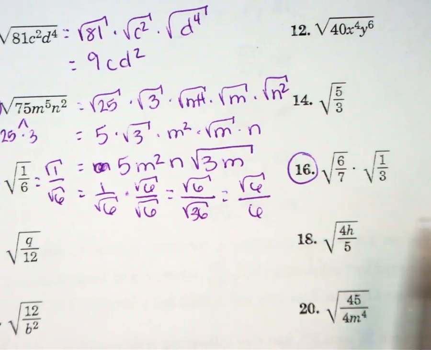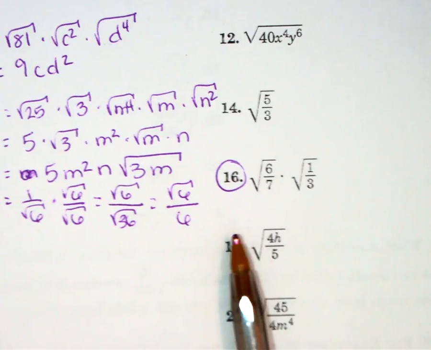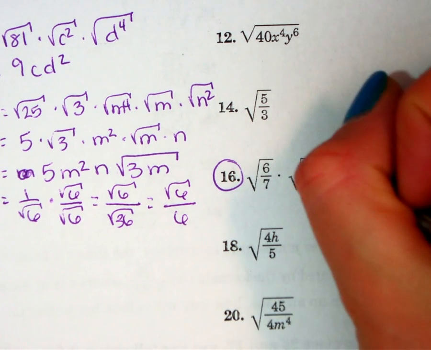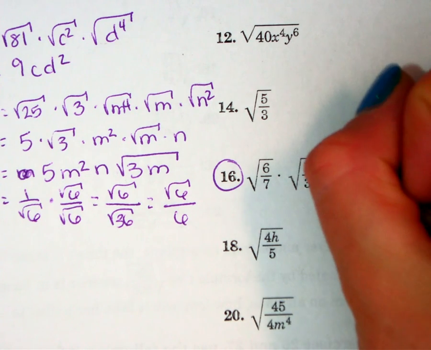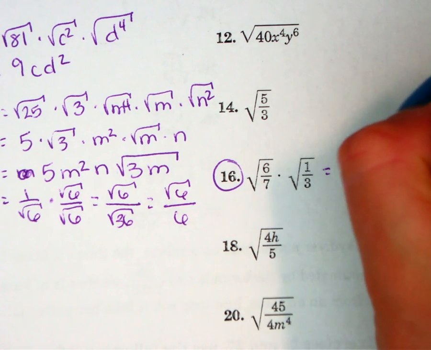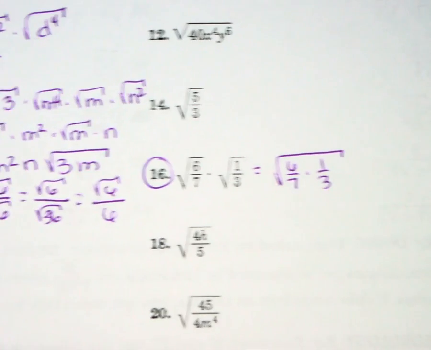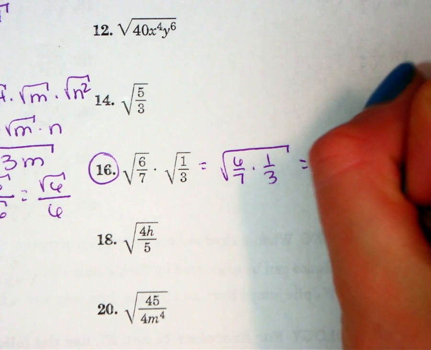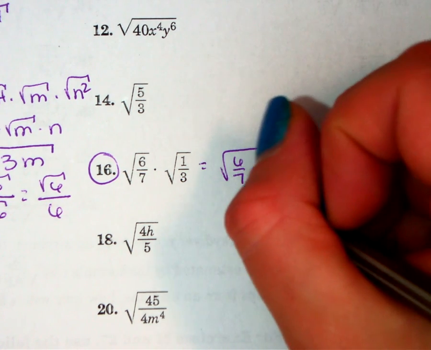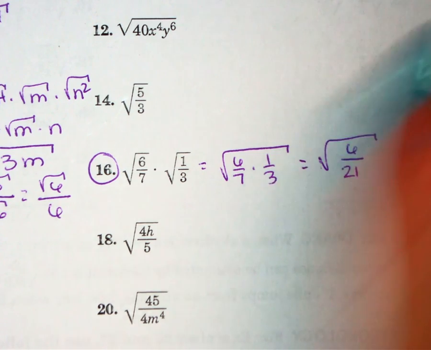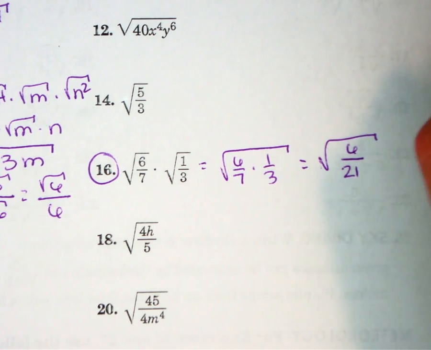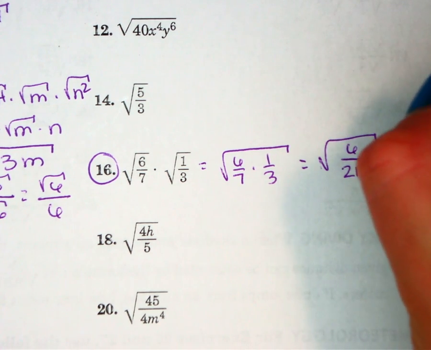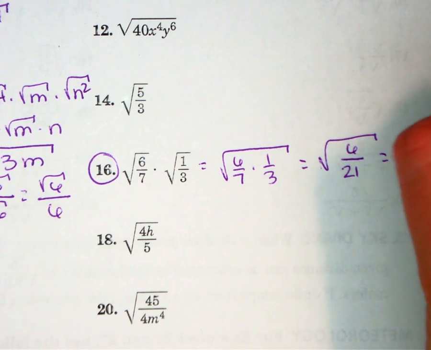And you're going to have something similar with number 16. So the first thing you're going to want to do with number 16 is take these two and put them together under one root. This is going to turn into 6 over 7 times 1 over 3. And remember, when you multiply fractions, you go straight across. Top times top, 6 times 1 is 6, all over bottom times bottom, 7 times 3 is 21. And then that reduces to 2 over 7.